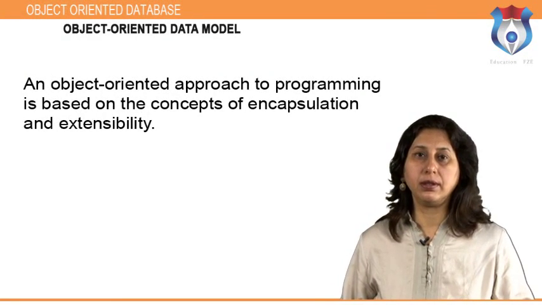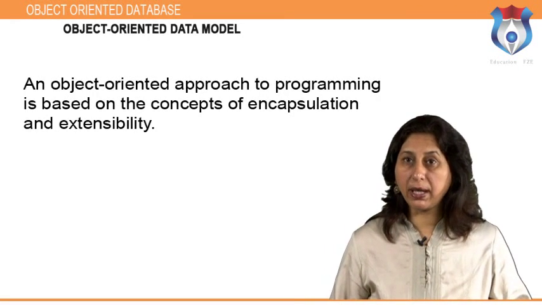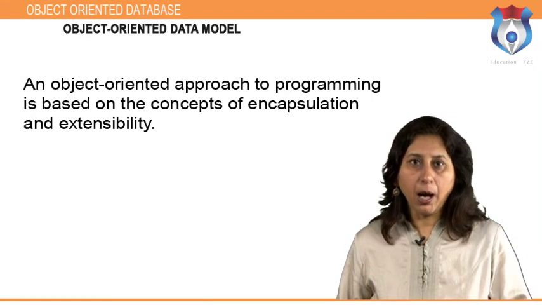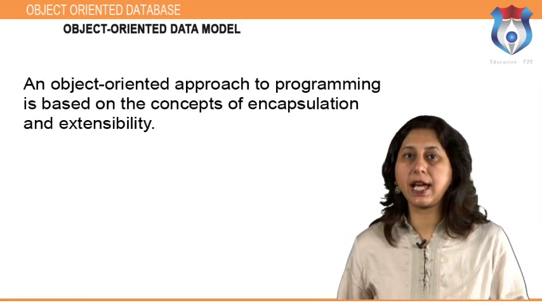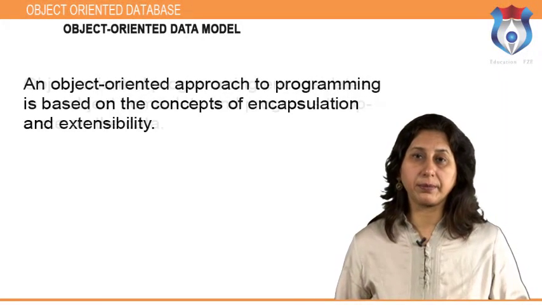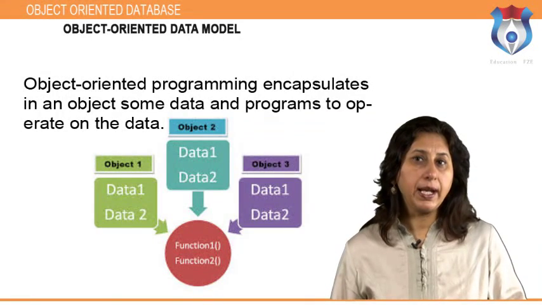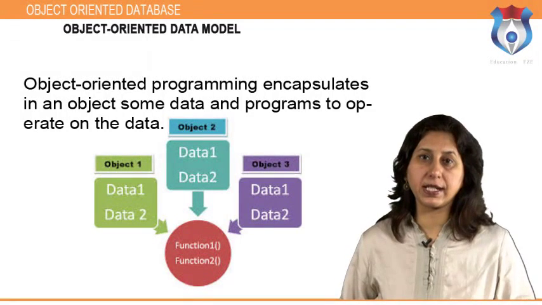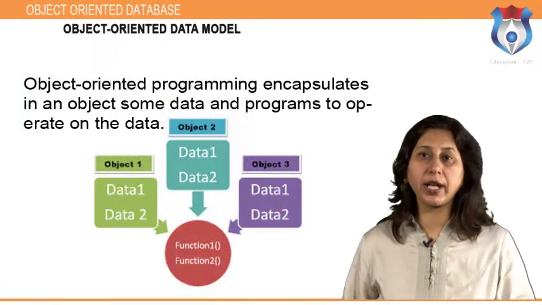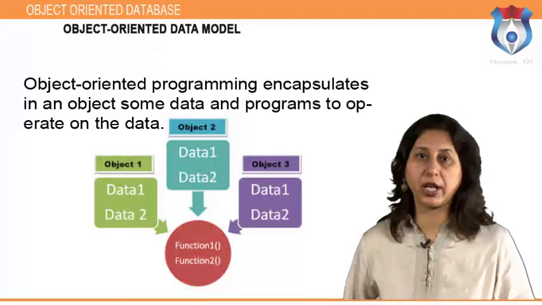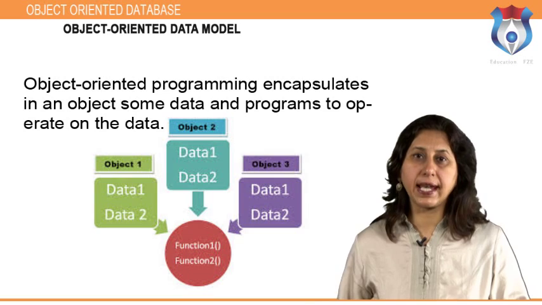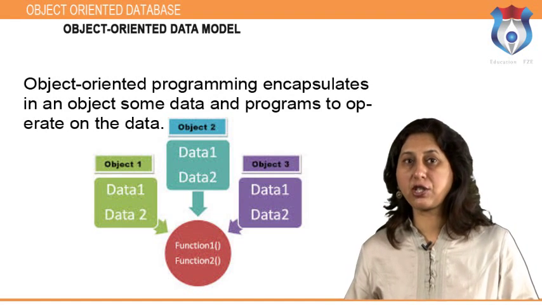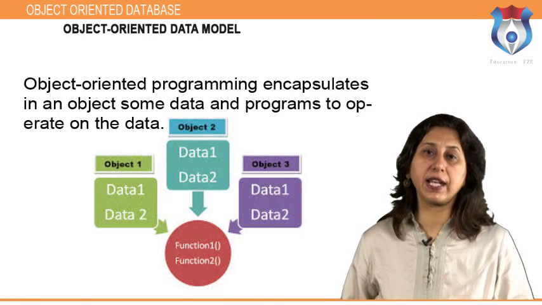Object-oriented data model. An object-oriented approach to programming is based on the concepts of encapsulation and extensibility. A program in general consists of data and code that operates on the data. Object-oriented programming encapsulates in an object some data and programs to operate on the data. The data is the state of the object and the code is the behavior of the object. The state of an object is the set of values of the attributes defined for the object, and the behavior is a set of methods with a well-defined interface for their invocation.